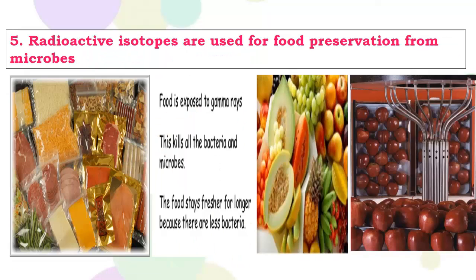Lastly, radioactive isotopes are used for food preservation from microbes. You all know how fruits, vegetables and other things are preserved. Food is exposed to gamma rays. This kills all the bacteria and microbes, and the food stays fresher for longer because there are fewer bacteria.